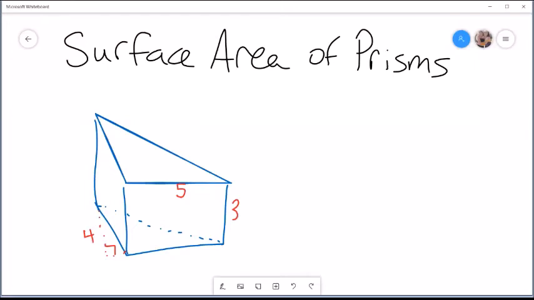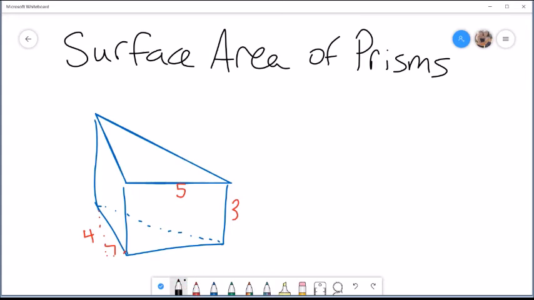Today we're going to focus on the total surface area of prisms. Last time we did the lateral surface area, which was just the area around the rectangular part, kind of the outside, without including the top and bottom. To find the total surface area, we do want to include the top and bottom in our answer.